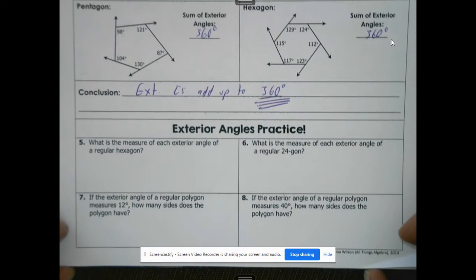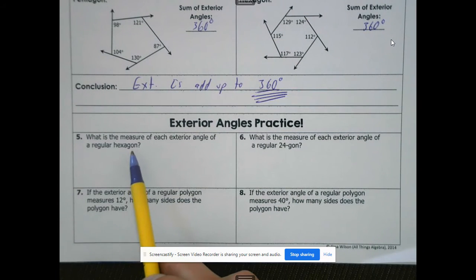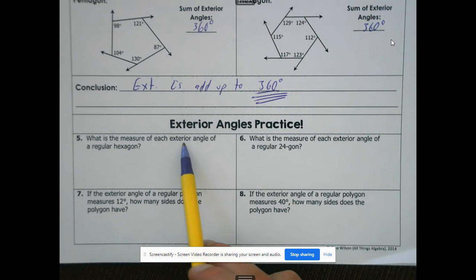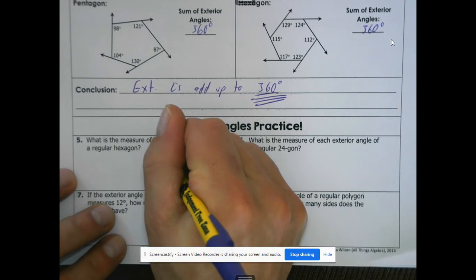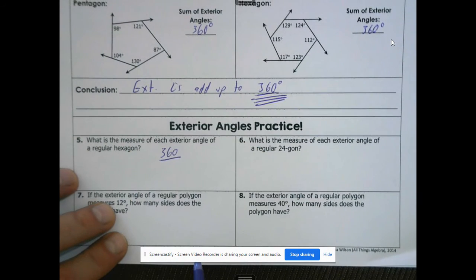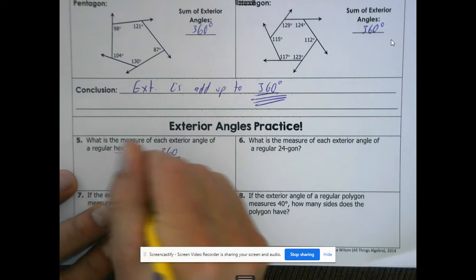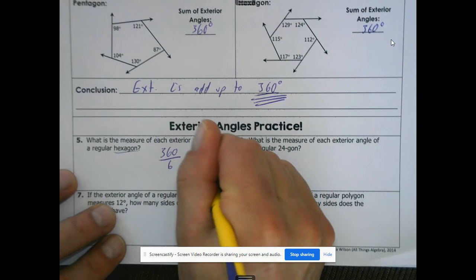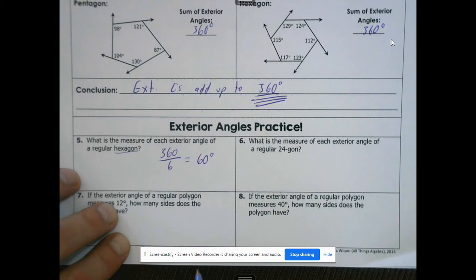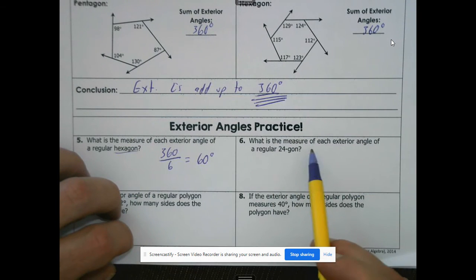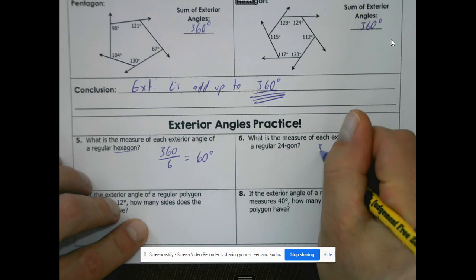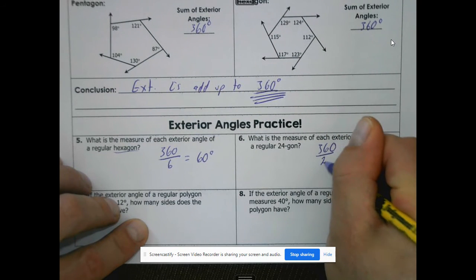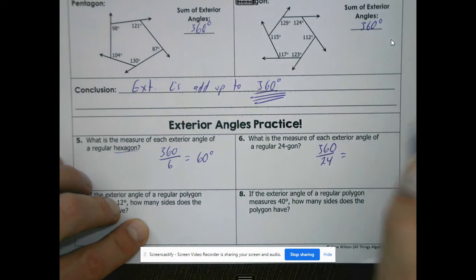All right, some practice. What is the measure of each exterior angle of a regular hexagon? Okay, so to do this, total on the outside, 360. Divide that by number of sides. A hexagon has 6. That comes out to be 60. What is the measure of each exterior angle of a 24-gon? Outsides always has 360. Divide that by number of sides. That comes out to be 15 degrees.